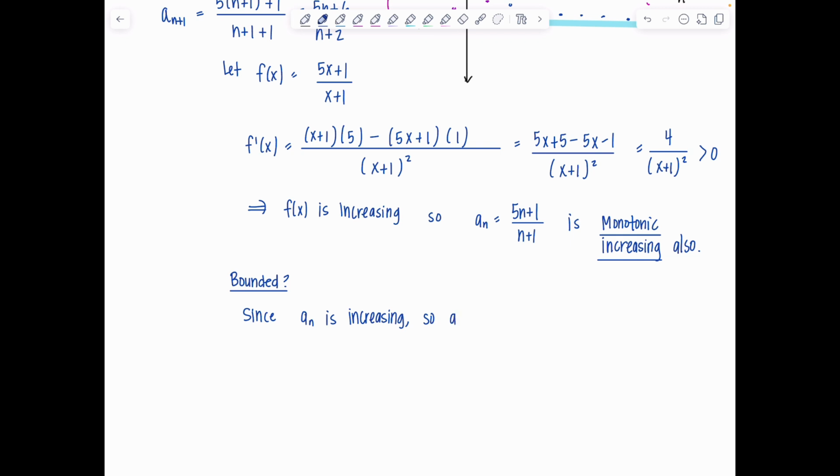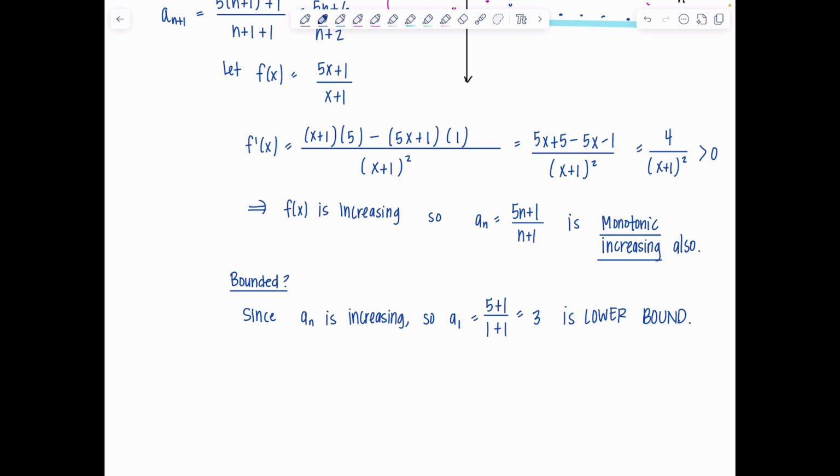So a sub 1, the very first term, is a lower bound. And a sub 1 would be 5 plus 1 over 1 plus 1, 6 divided by 2, that's 3. That's the lower bound. Marinate on that for a second. If all of the terms keep getting bigger, then the first term can act as a lower bound.